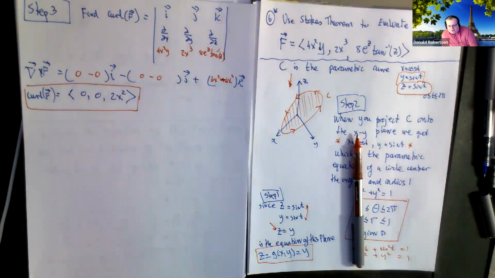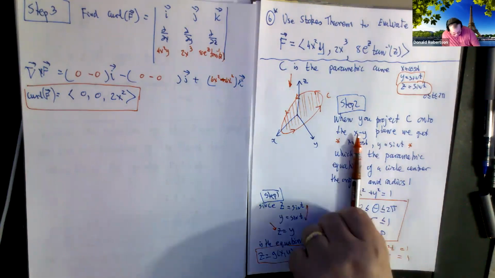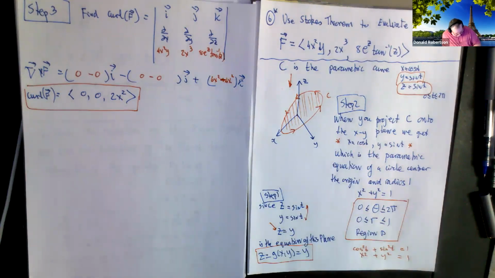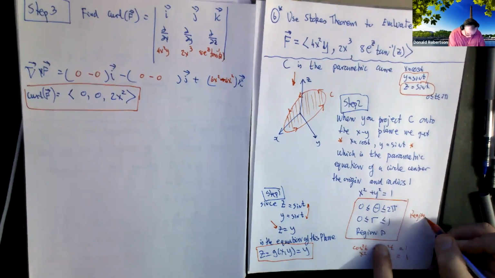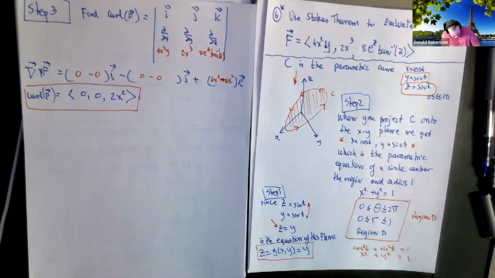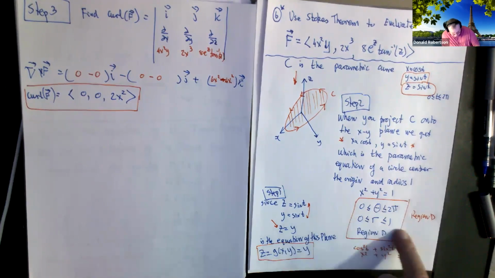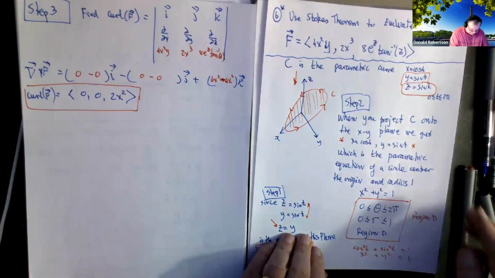In fact, all ellipses, if you look at them vertically going downwards, are going to look something like a circle. So what do we have? We know the equation of the plane is z equals y. We know that the ground D, which is what this guy is, is basically just a unit circle. So I can use polar for that.